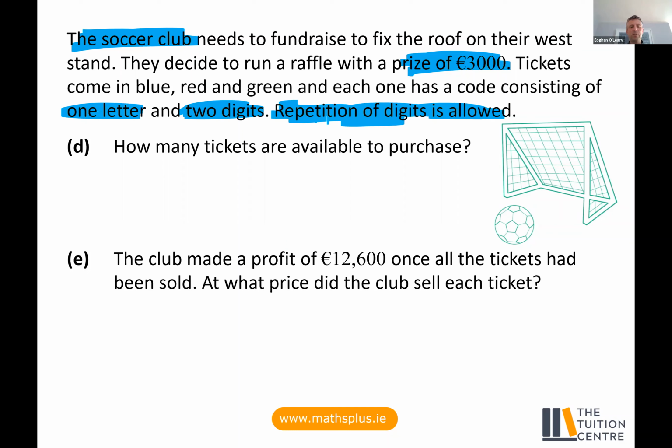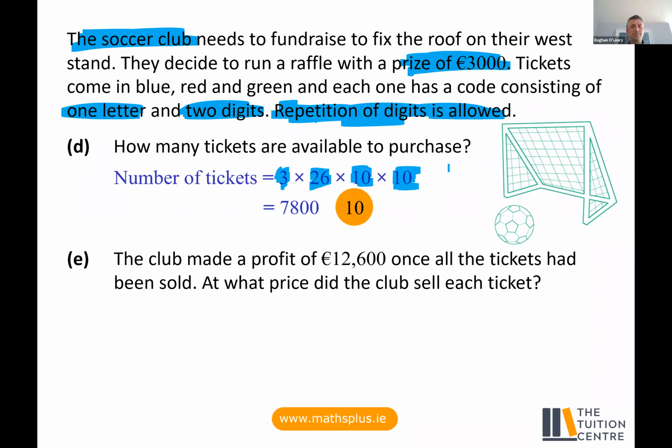How many tickets are available? Well, we can see there are 3 colors. So 3 colors, 26 letters, 10 digits, 0 to 9 inclusive, and 10 digits again because repetition is allowed. When I multiply those together, I get 7,800. Okay, 7,800 tickets. So that was 10 marks.